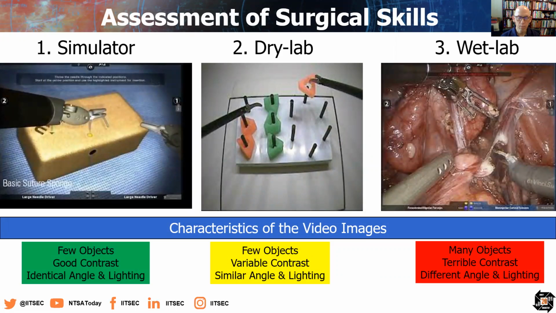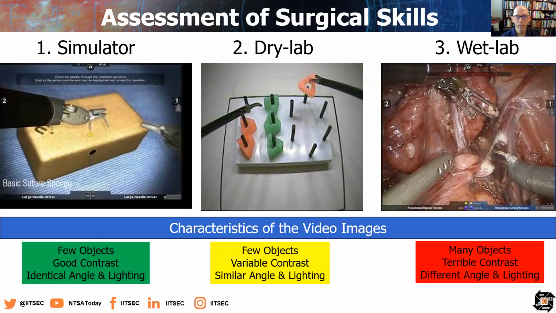They use simulators to assess their performance with the robot, but it's all a simulated robot. They use dry labs to assess their performance when using the actual robot, but actively doing the exercise on some kind of physical device that's not tissue. And they use wet labs to use the real robot with tissue that is realistic, though not living. So it could be excised animal or human tissue.